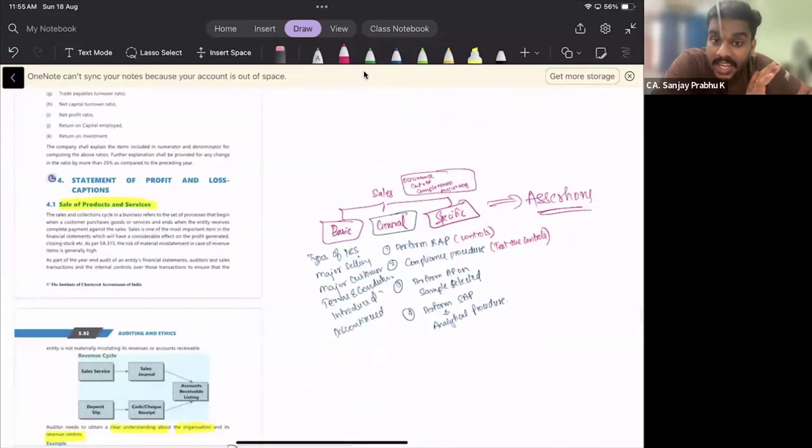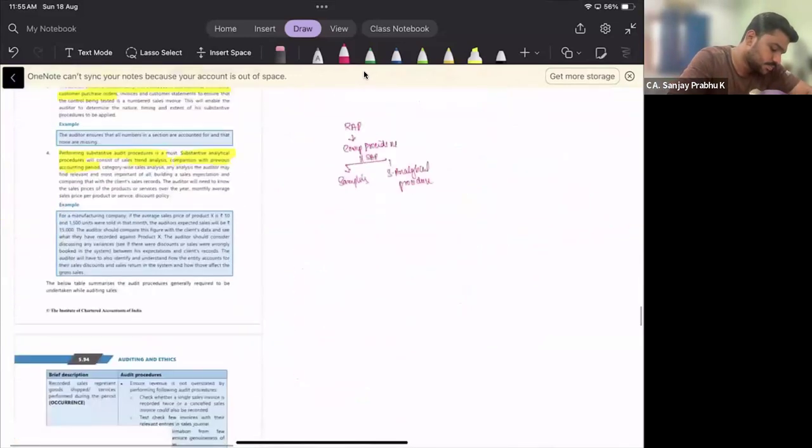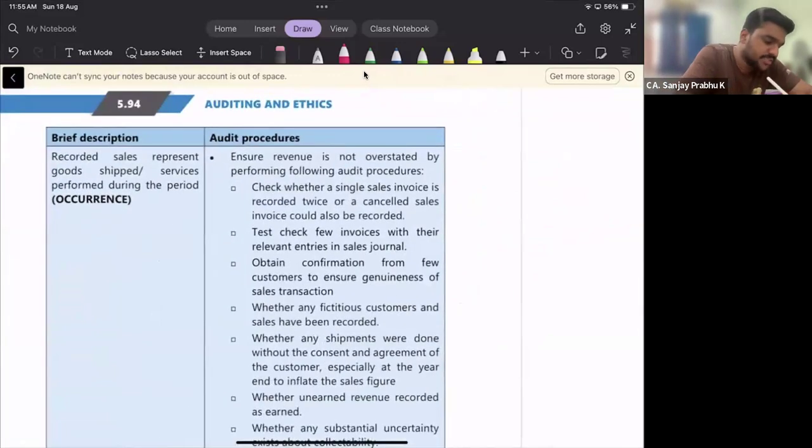I hope you are very clear with basic and general points. Now we are moving on with assertions. The first assertion we are going to check is occurrence, whether such kind of transaction has actually occurred or not. We have to ensure that the revenue is not overstated.